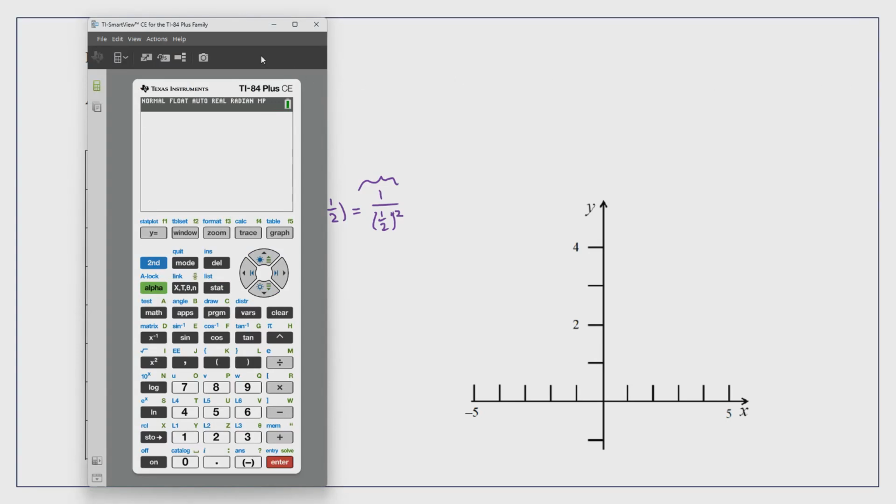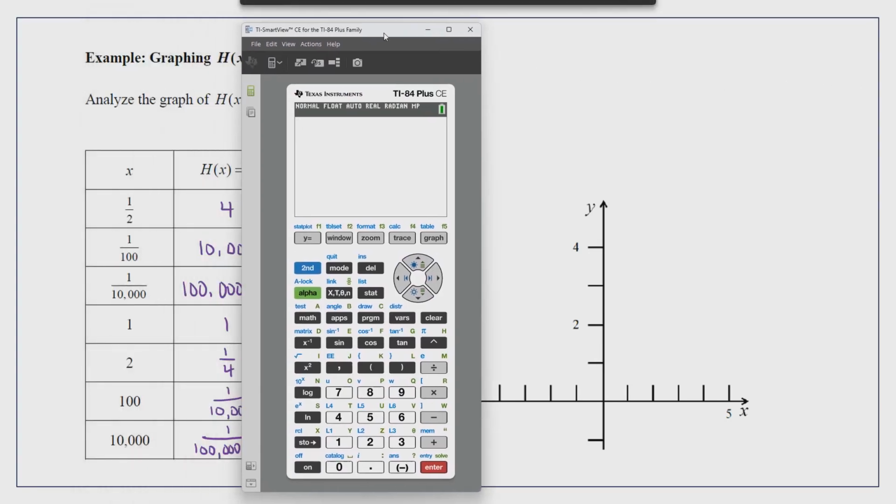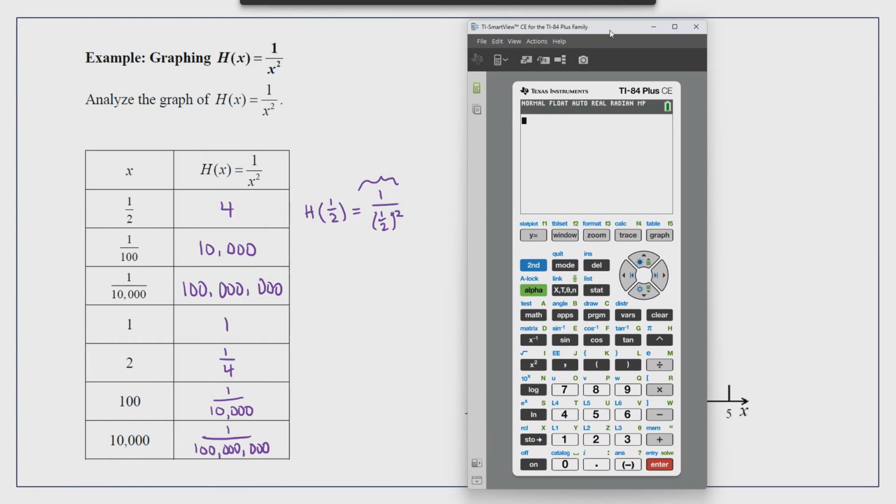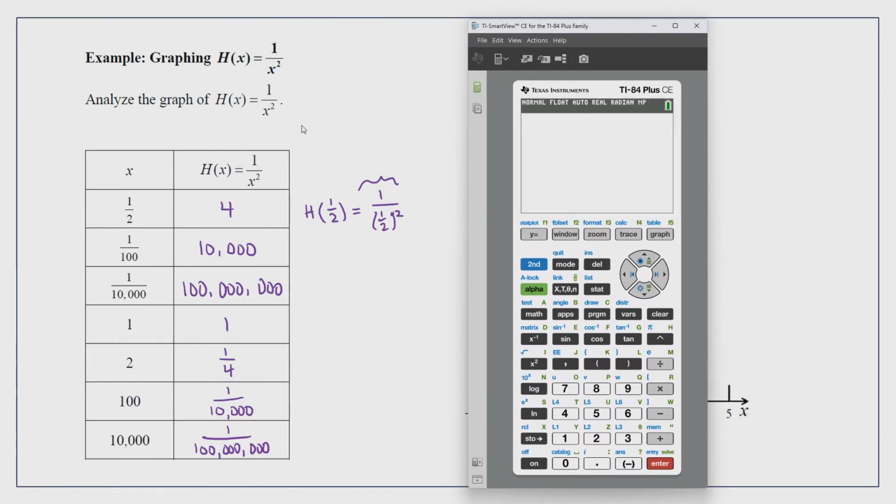All right, so we have our calculator here, and we are going to enter in our function. So y equals, I want a fraction, so I'll press alpha x. So then I have 1 divided by x squared. Enter that in. I'm going to press graph to see what it looks like.